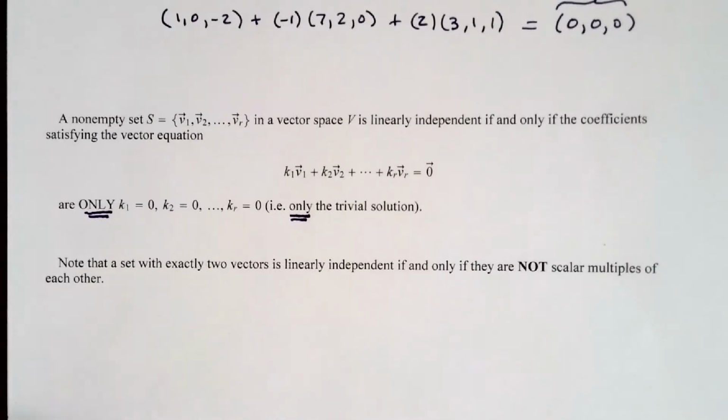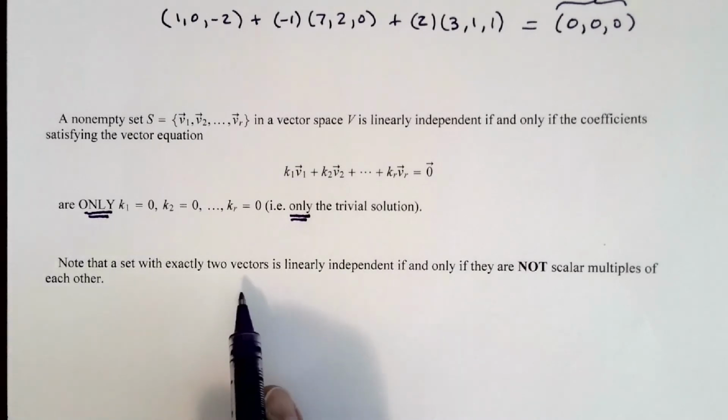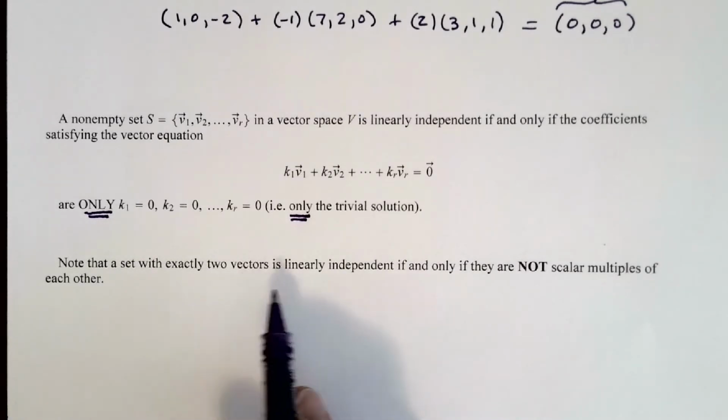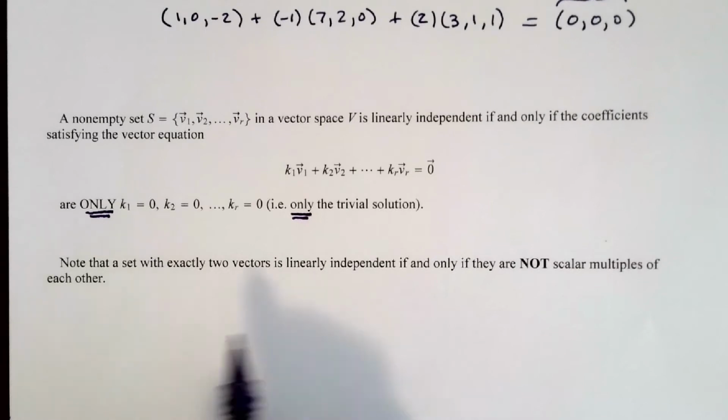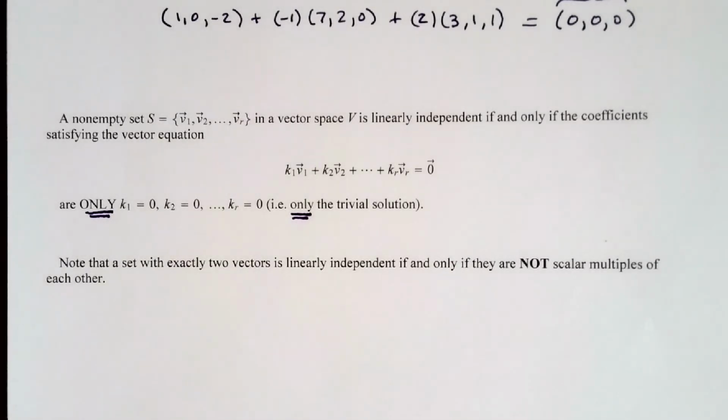Now, note that a set with exactly 2 vectors will be linearly independent if and only if what? They're not scalar multiples of each other. Does that make sense? If one was a scalar multiple of another, then you're writing one in terms of the other. There's dependence there. And so if one can be written as a scalar multiple of the other, then they're linearly dependent. If not, then they're going to be linearly independent.